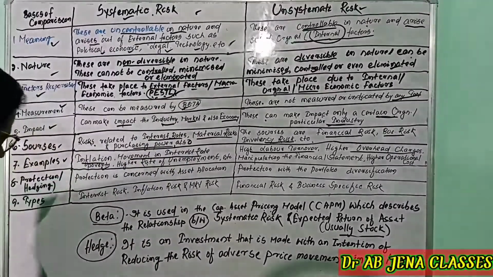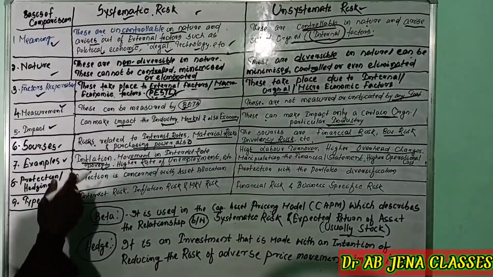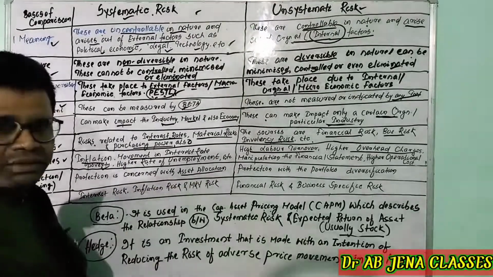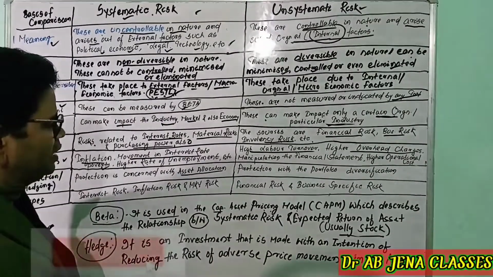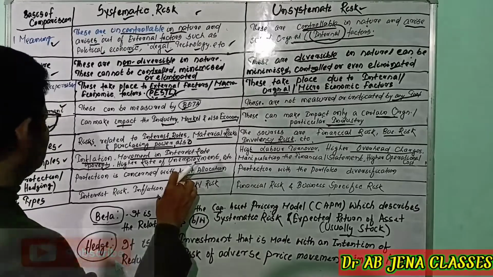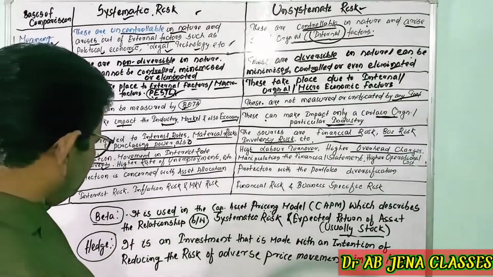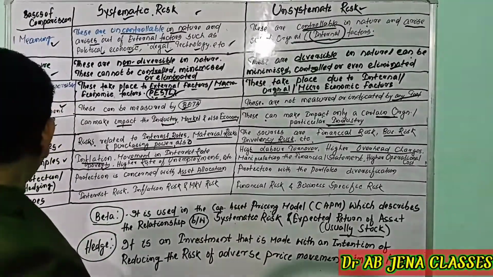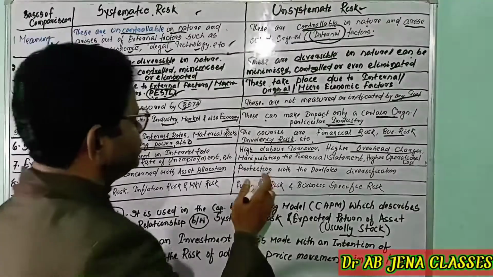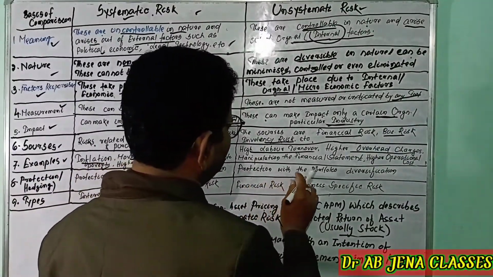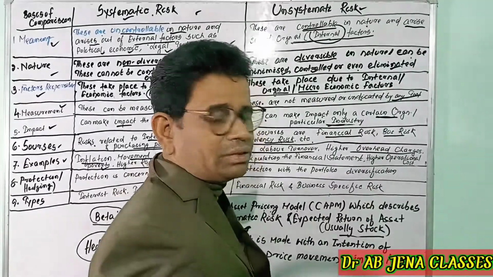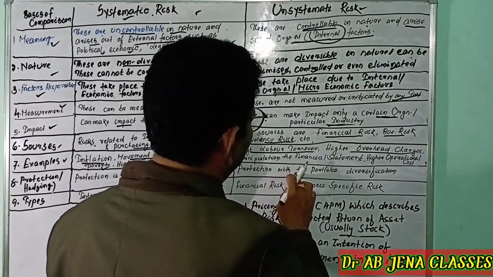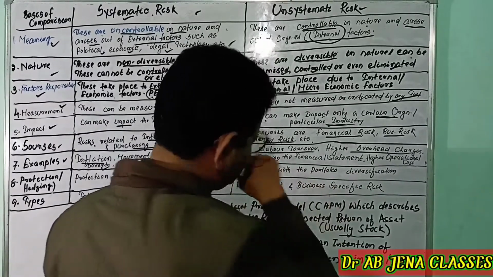Dear friends, you have to remember. In systematic risks, the protection is concerned with asset allocation. So the business organization has to allocate the assets in such a way that the risks or unfavorable price movements or uncertainty can be minimized or avoided to some extent, whereas in unsystematic risks, the protection is through portfolio diversification. So the unsystematic risks can be protected with the help of portfolio diversification.